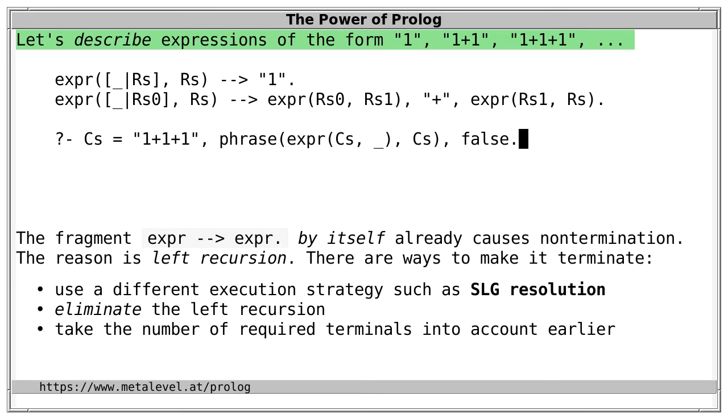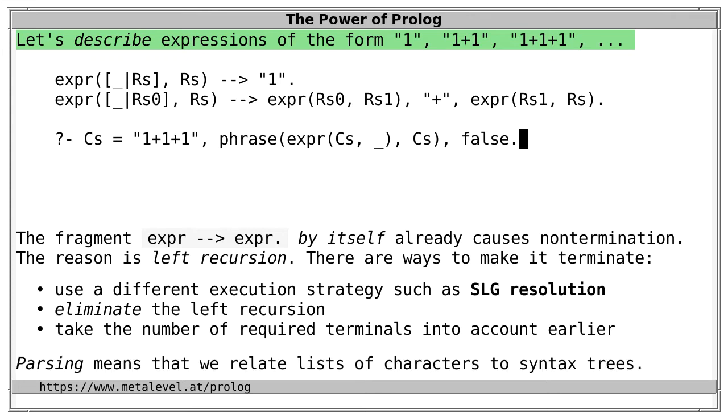So now we've described such expressions as strings. Let's now actually parse them as we originally intended. Parsing usually means that we relate lists of characters to syntax trees. So all we have to do here is to write down the syntax tree corresponding to each expression. For instance, in the first rule, when we encounter a 1 as a string, then we simply use the integer 1 to denote this expression.